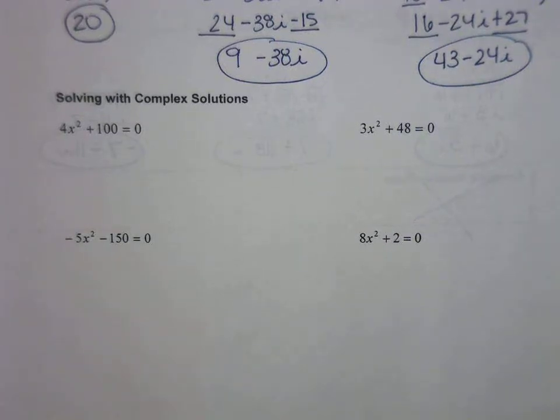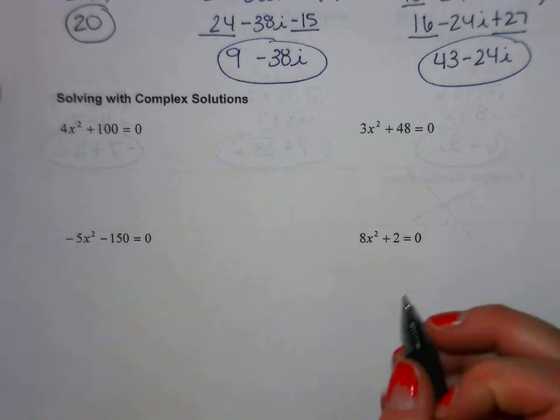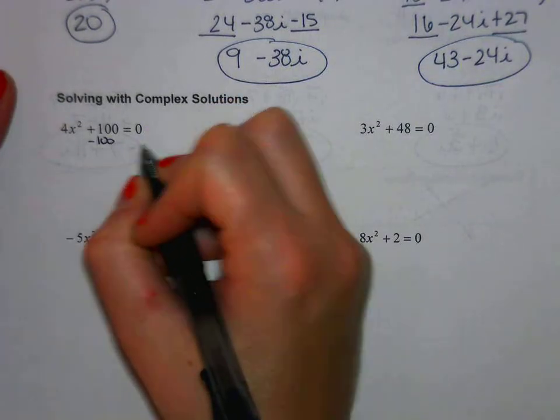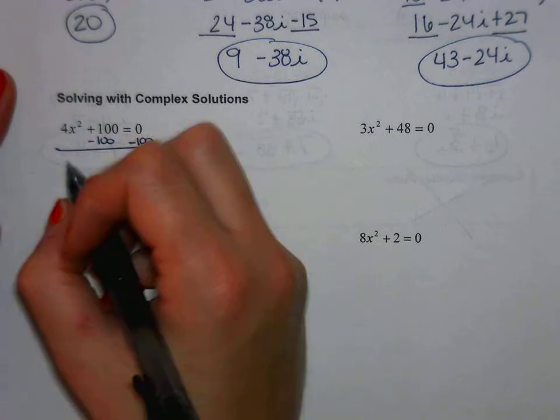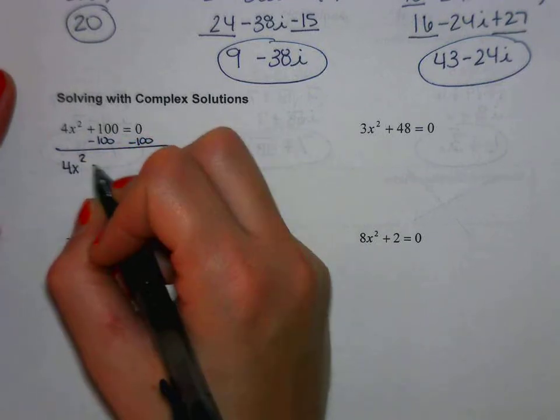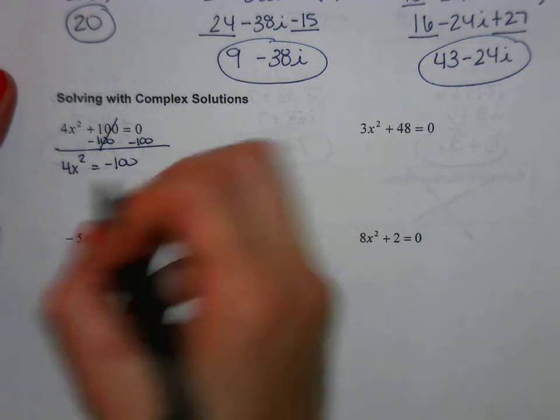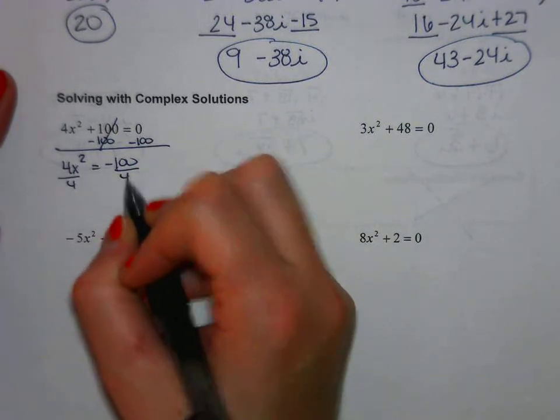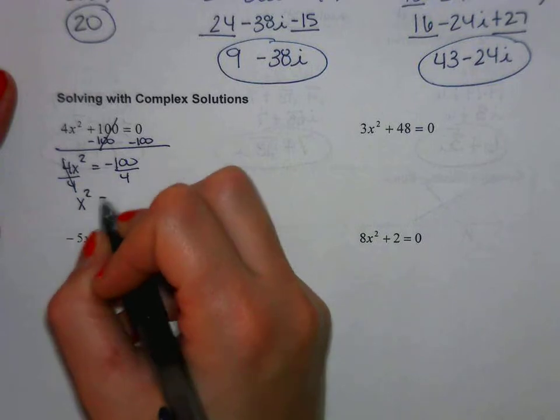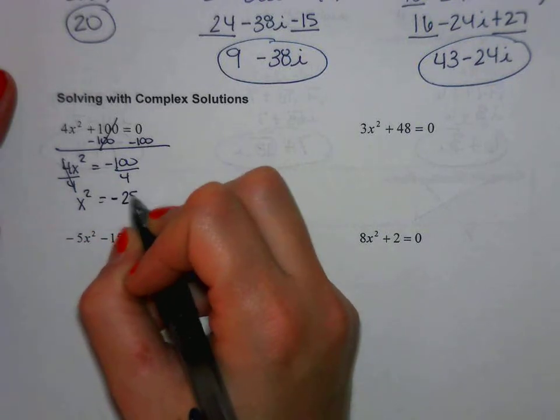So let's keep looking at complex numbers, and how we can solve equations with complex solutions. First, to solve, we can subtract 100 from both sides. 4x squared equals negative 100. So divide both sides by 4. x squared equals negative 25.